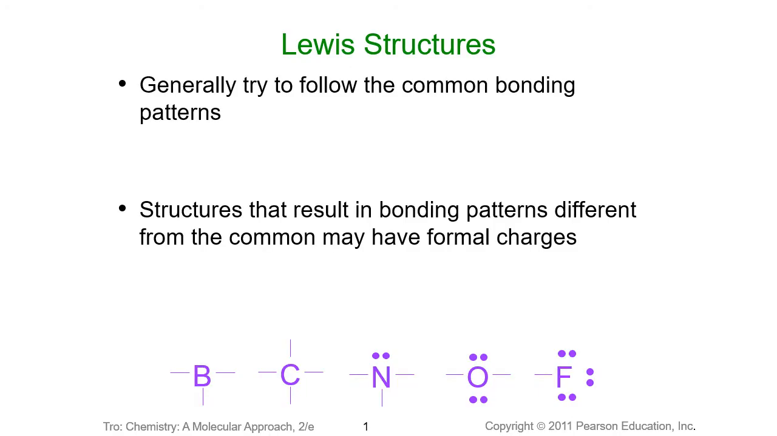When drawing Lewis structures for molecules, we generally try to follow common bonding patterns. These common bonding patterns are that boron likes 3 bonds, carbon wants 4, nitrogen likes a lone pair with 3 bonds, oxygen prefers 2 lone pairs and 2 bonds, and fluorine likes 3 lone pairs and 1 bond. Now, we don't always get to follow these common bonding patterns, but if we don't, then our molecule is going to have formal charges, which we'll talk about later in the chapter.